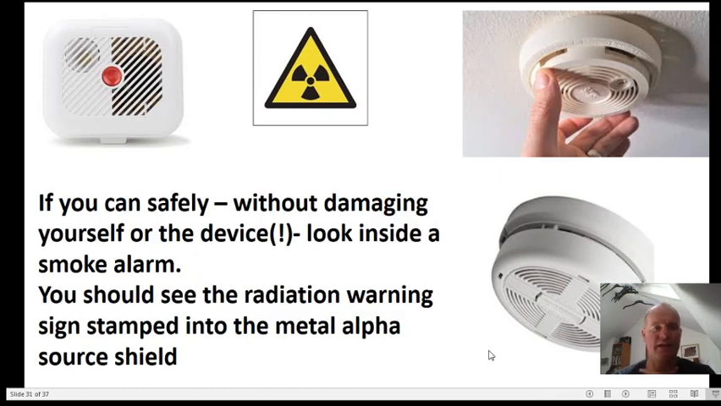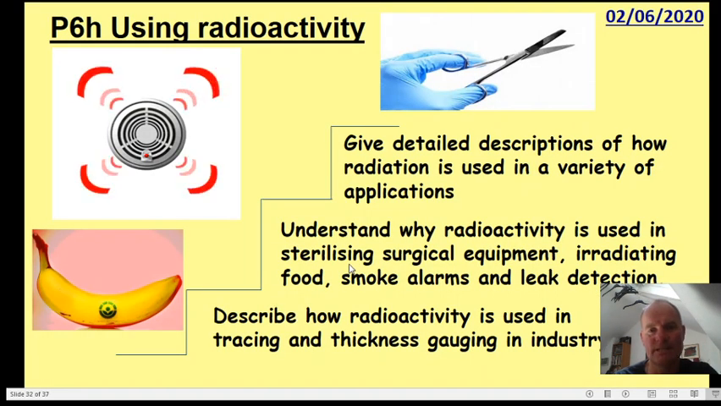If you can safely, and everything's got to be safe, but if you have access, and you can without damaging it or yourself, have a look inside a smoke alarm if you never have before. You should see the radiation warning sign, which is this shape, stamped into the metal container. There'll be the battery, a little plastic siren, and the metal container with the source in. So if you're interested, have a look inside one and see, yeah, I've got an americium alpha source in my house, in my smoke alarms.